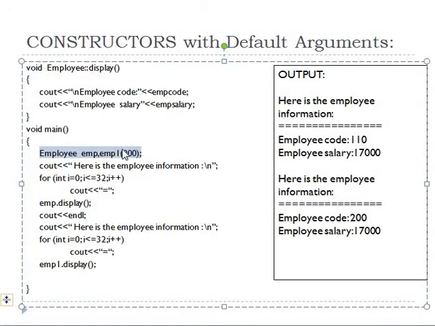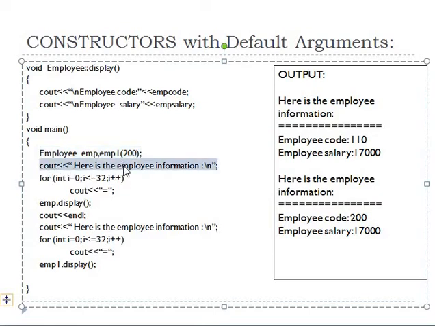So as the first statement gets executed, as soon as the objects emp and emp1 get created, automatically the constructor for the class gets invoked or called, and then the data members of the class get initialized with the default values.